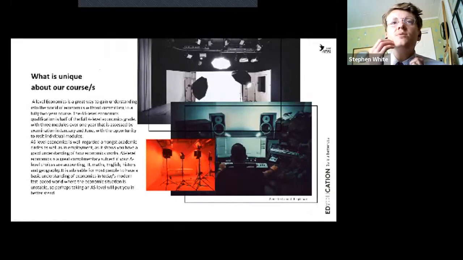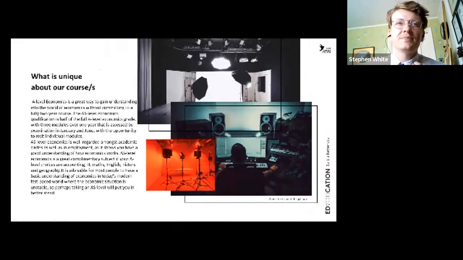Okay, so it's a great way to gain understanding into the world of economics. This is why our course is so unique. We have 3 modules over 1 year, so micro, macro, and then macro. A-level economics is well regarded amongst academic circles as well. Okay.